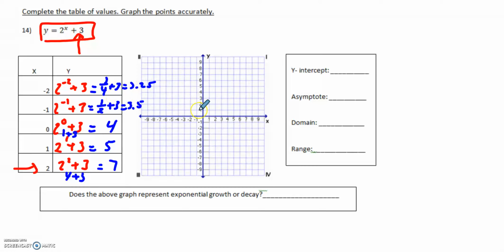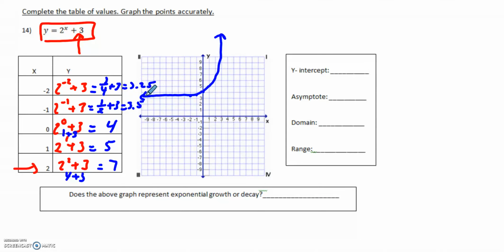So let's see what this looks like. Negative 2, up 3.25 would be right here. Negative 1, up 3.5 is a little higher. 0, 4, 1, 5, and then 2, 7. So if I'm thinking about connecting these dots, my graph looks like it's getting very close to 3, connecting all these dots and then shooting up here to infinity.